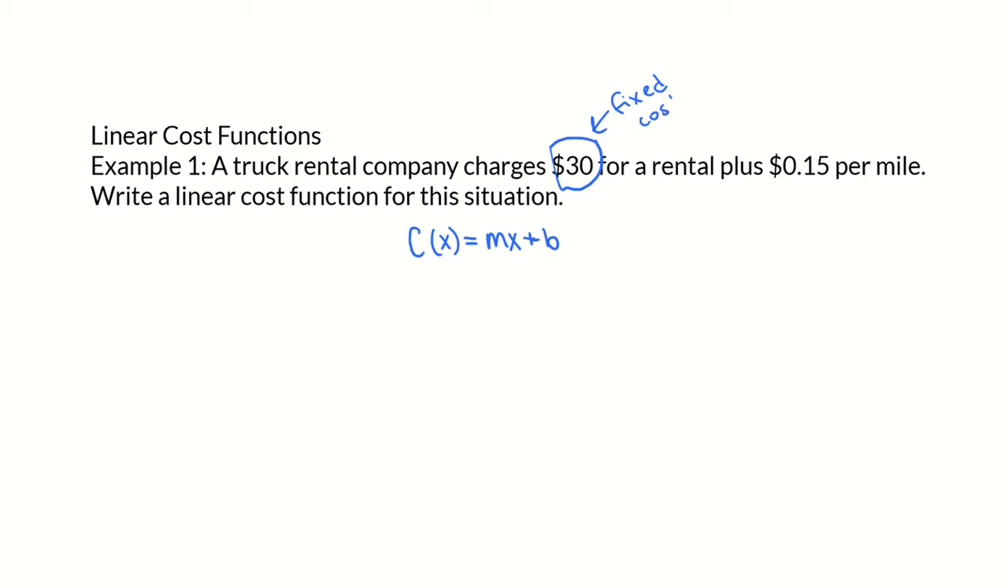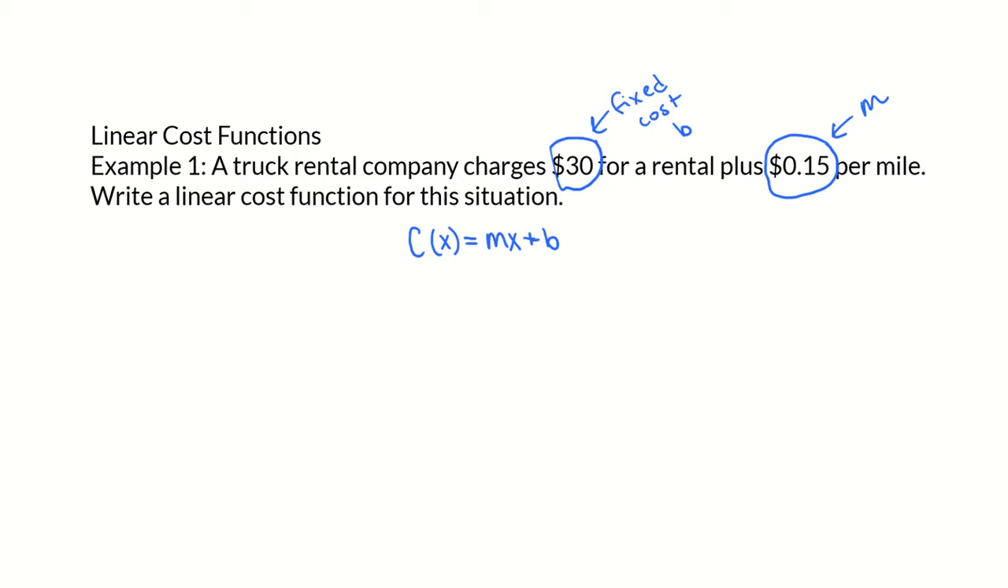So it costs $30 to rent a truck from this truck rental company. So the y-intercept, or the fixed cost, is $30. And then there's an additional cost that depends on the number of miles of 15 cents per mile. So this is the slope. And we'll multiply this change value, this slope, by the number of miles driven, which is x.